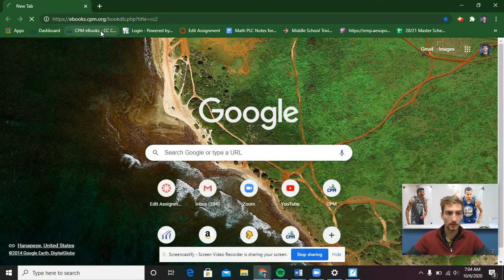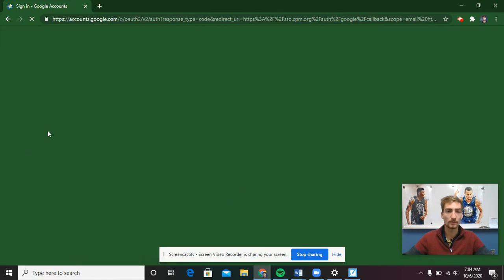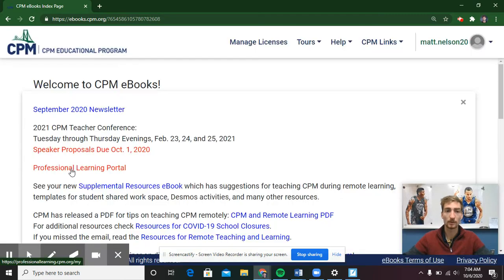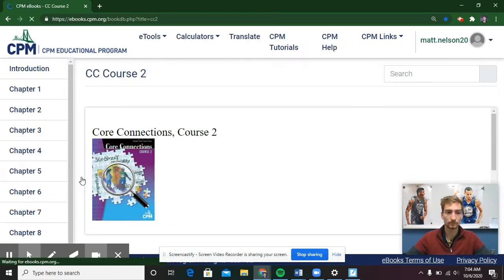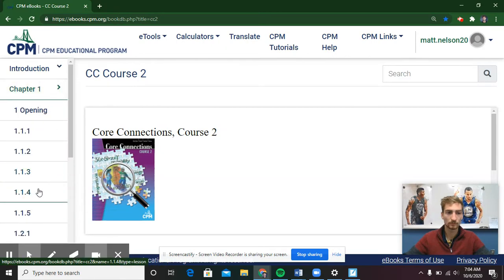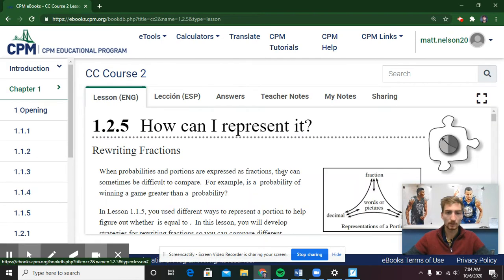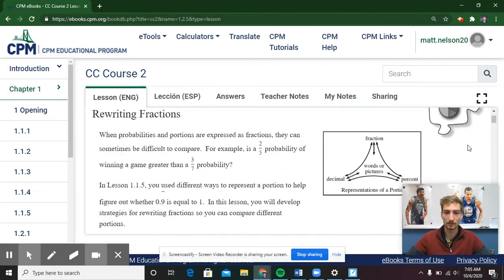All right, so we're going to go to our ebook here, and today we're looking at 1.2.5. So I'm going to go over to the left side of my screen and click on Chapter 1, and then when it drops down, I'm going to go to 2.5. So in this section, we're looking at representing fractions as decimals and percentages.